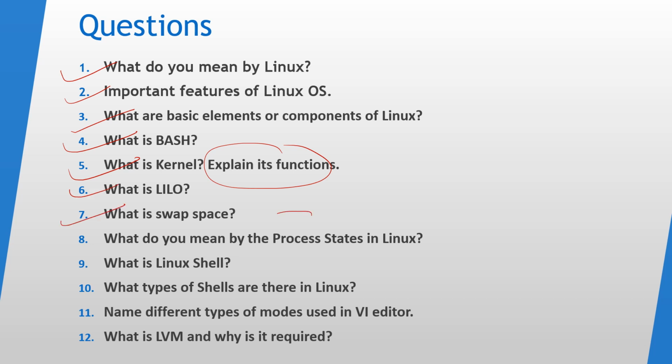And we will see what do we mean by process states in Linux. Then we will see what is Linux shell. And we will see what types of shells are there in Linux. Then we will have different types of modes used in VI editor. Then we will see what is LVM and why is it required. Okay, so let's start with our first question.